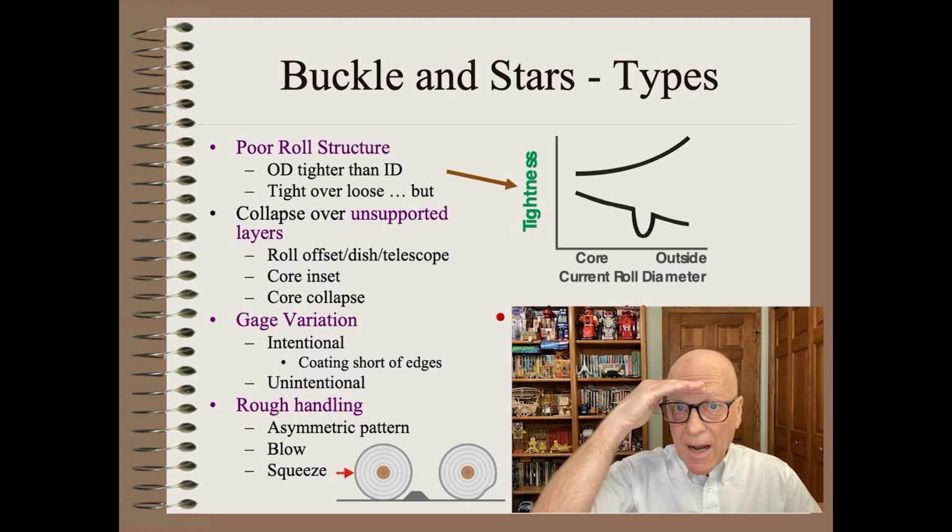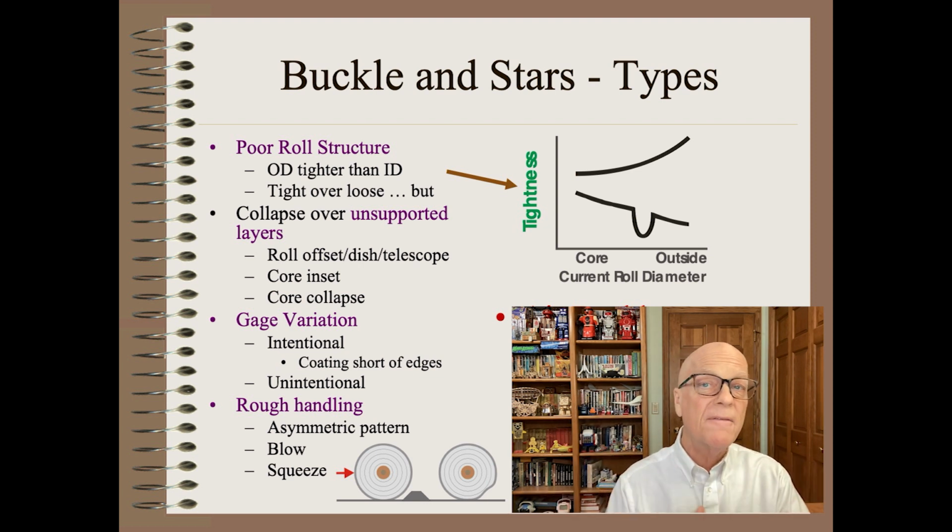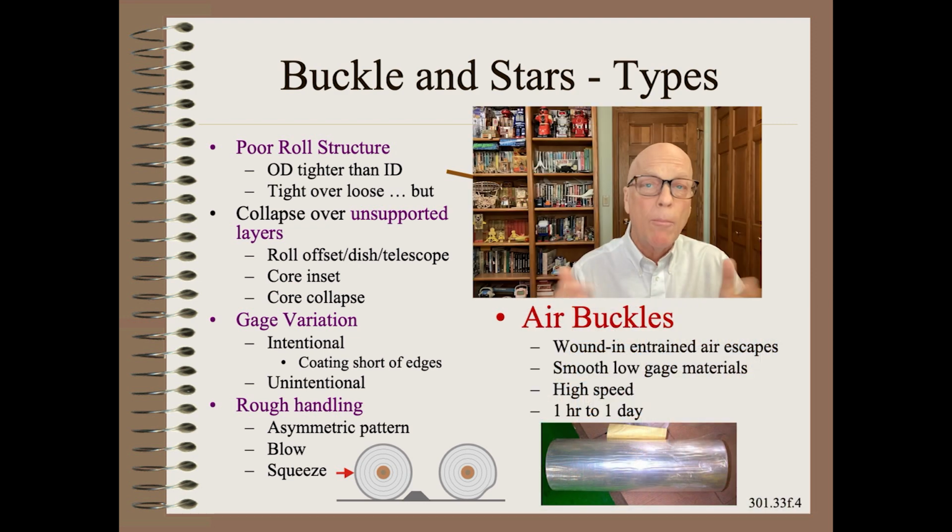Once we have trained our eyes to see the salient features of buckles and stars, then we can diagnose type. Here is a list of the common types. We will not discuss them here because they are given in great detail in the advanced winding section of my award-winning and trademark Web 101 class that has been taken by 5,000 students. Instead, we will only focus on one type, the air buckle.